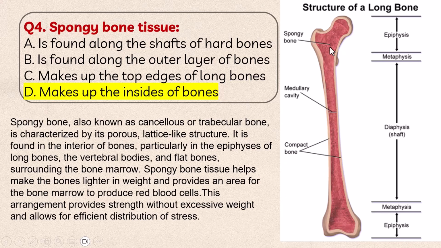The spongy bone, also known as the cancellous or trabecular bone, is characterized by its porous, lattice-like structure. It is found in the interior of bones, particularly in the epiphysis of long bones, the vertebral bodies, and flat bones, surrounding the bone marrow. Spongy bone tissue helps make bones lighter in weight and provides an area for bone marrow to produce red blood cells. This arrangement provides strength without excessive weight and allows for efficient distribution of stress. So the correct answer is that spongy bone makes up the insides of bone.